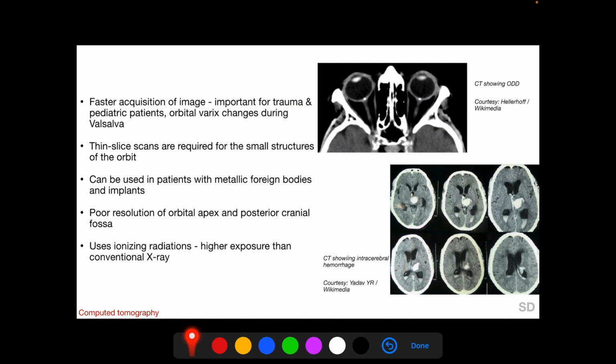CT scan uses ionizing radiation, and the dosage of the exposure to ionizing radiation is said to be higher than in conventional X-ray. So here we have a CT scan showing optic disc drusen and another showing hemorrhage in the brain.